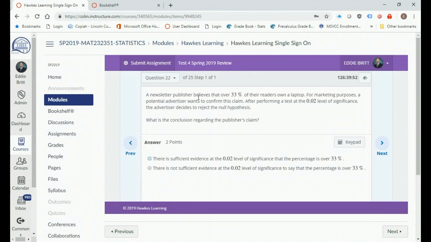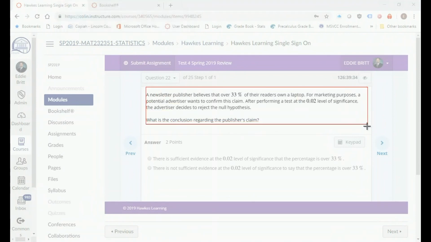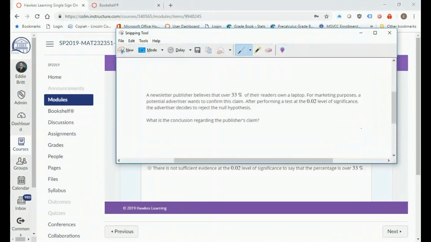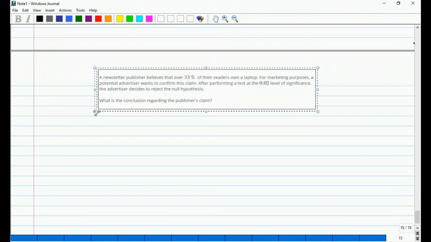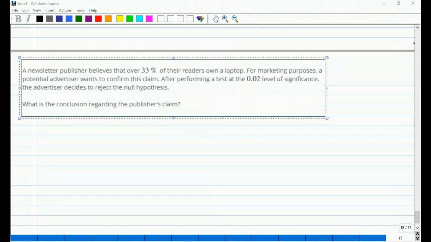All right, so it looks like here we're trying to figure out whether to reject or fail to reject. So this is one of those problems where we see if there's sufficient evidence. I'm going to have to write this down. As I read through this, it doesn't give us a lot of information, so it must be worked out for us.